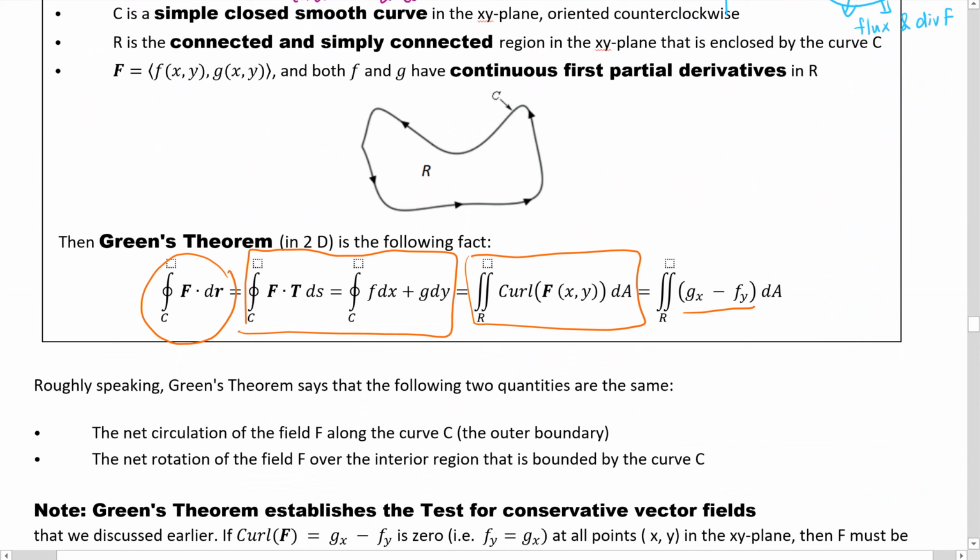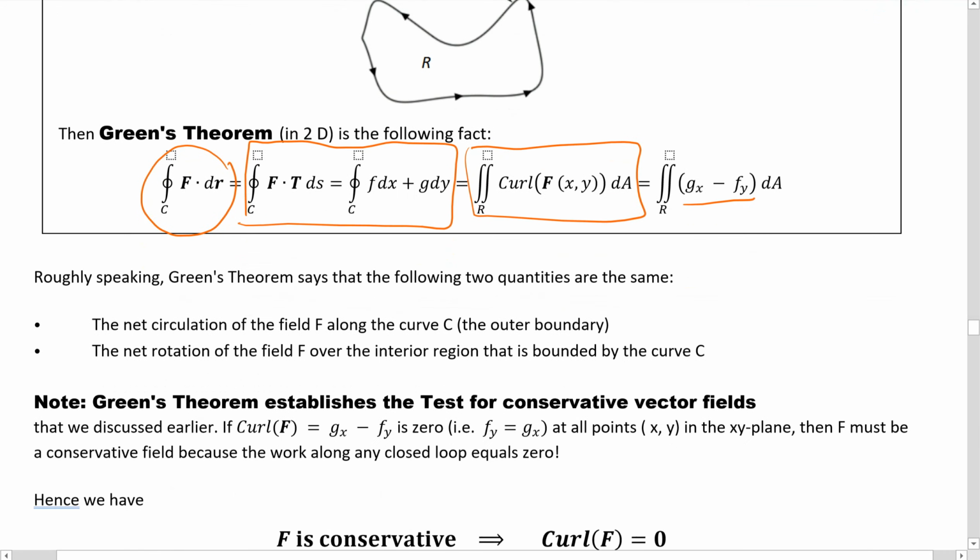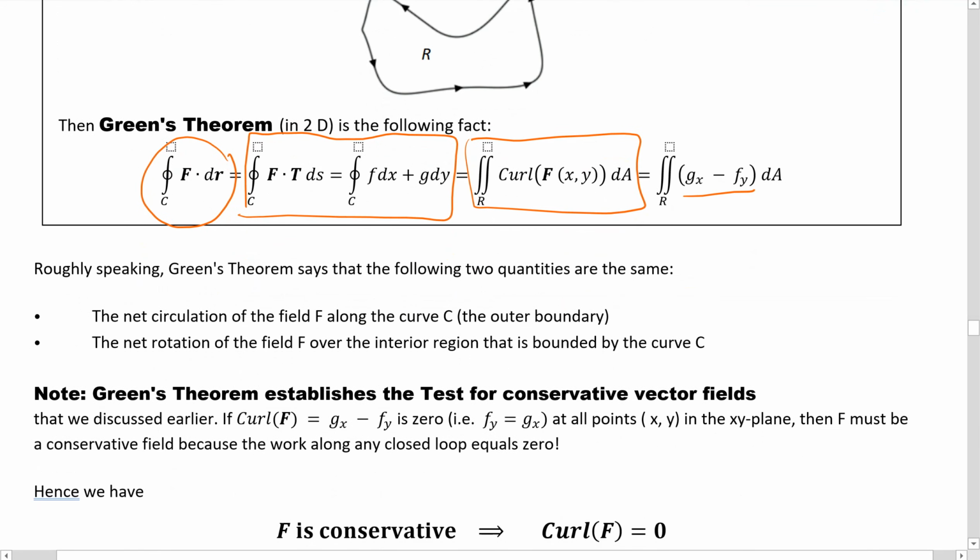Well, so Green's theorem actually relates a one-dimensional line integral and a two-dimensional double integral. Isn't it amazing? So roughly speaking, Green's theorem says that the following two quantities are the same. First, the net circulation of the field along the curve C, which is the outer boundary of the region R. Next, the net rotation of the field F over the interior region that is bounded by the curve C. So these two quantities are the same.